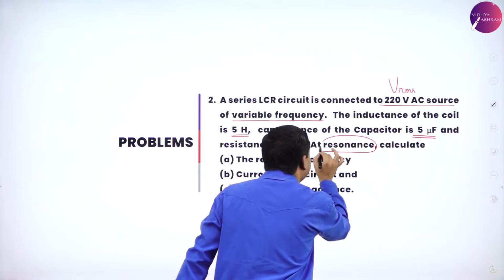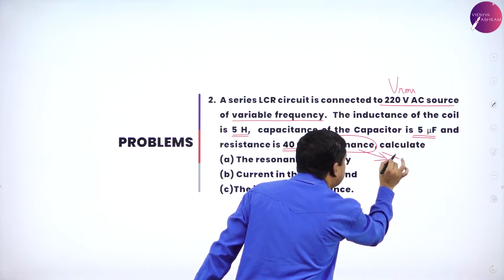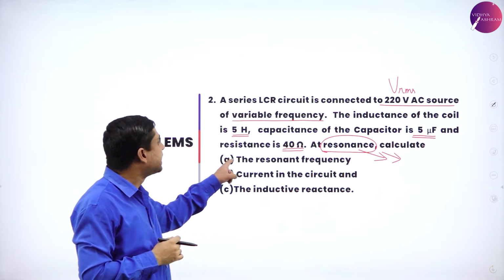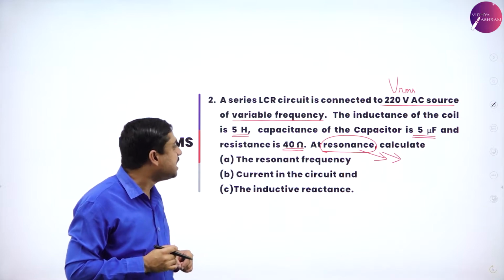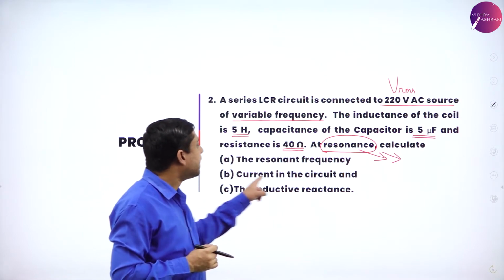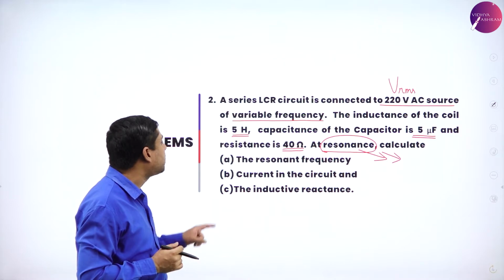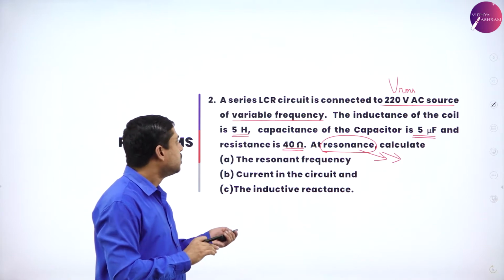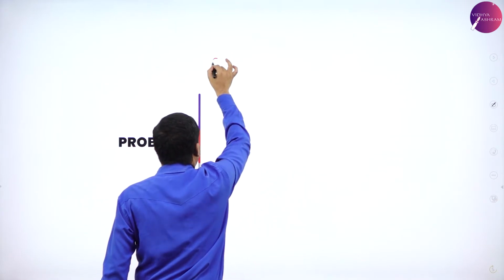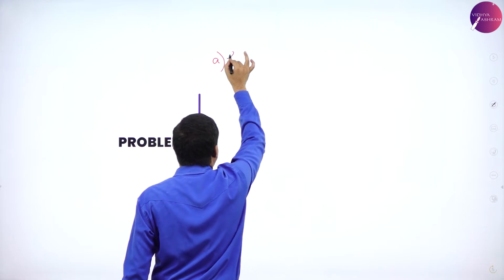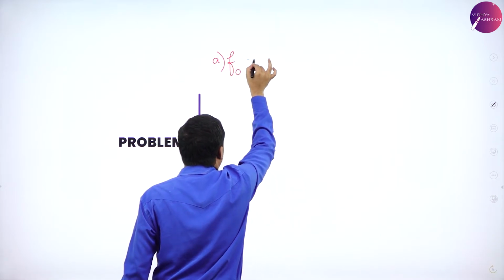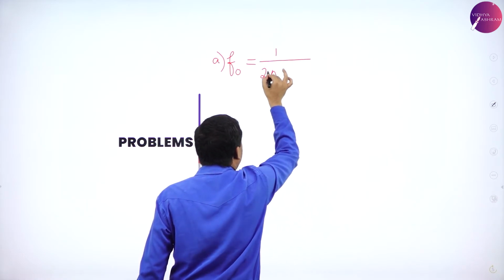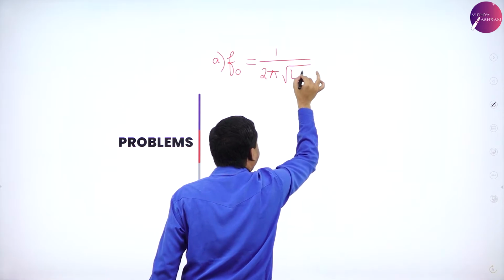Now, at resonance, the key feature, calculate resonant frequency, current in the circuit, inductive reactance. So first one, resonant frequency, F naught equals 1 by 2 pi root LC.